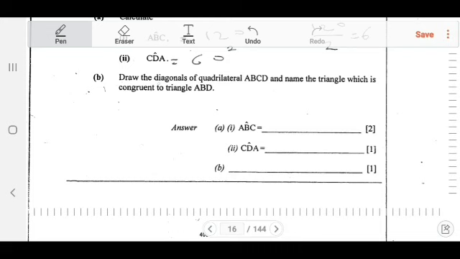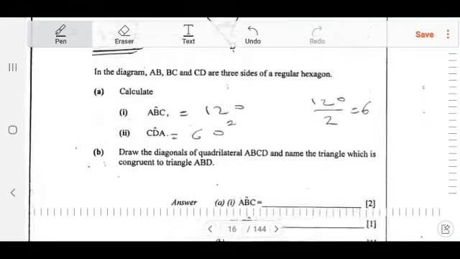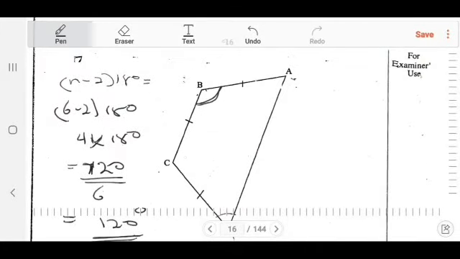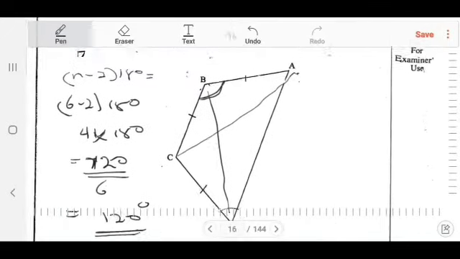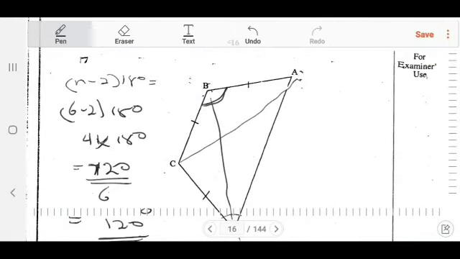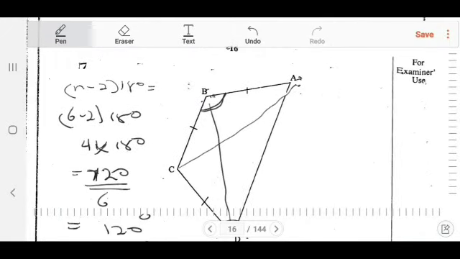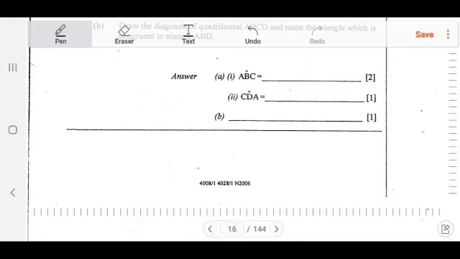Then draw the diagonals of quadrilateral ABCD and name the triangle which is congruent to ABD. So diagonals here, we have this one and then this one. So which is congruent to ABD? ABD is what? It's CAB. So here is CAB.